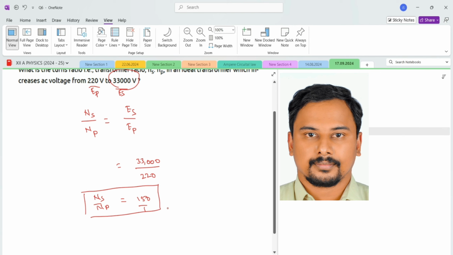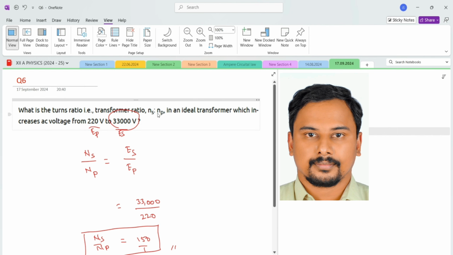This formula is also very important, based on the turns ratio. I hope you understand.